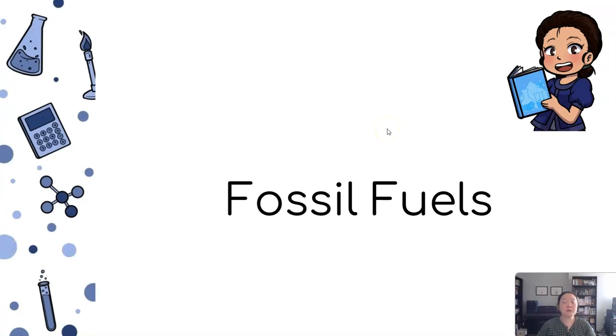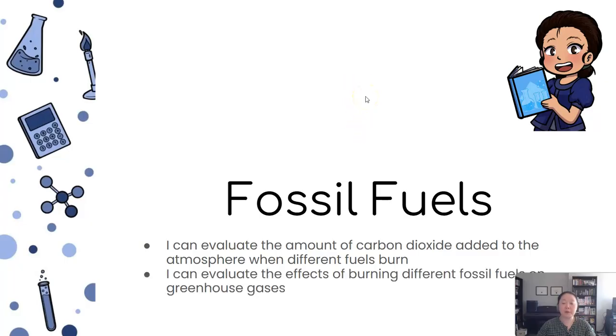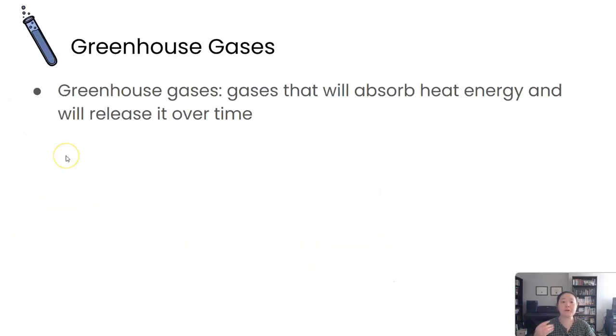By the end of this lesson, you should be able to evaluate the amount of carbon dioxide added to the atmosphere when different fuels burn, and evaluate the effects of burning different fossil fuels on greenhouse gases. Now, greenhouse gases are gases that will absorb heat energy and release it over time.